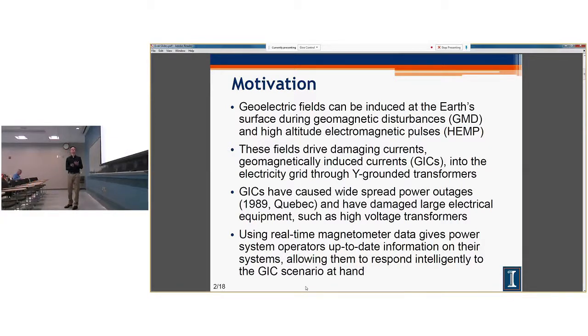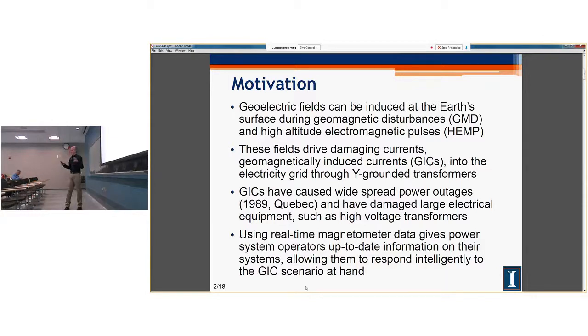So what's a geoelectric field? A geoelectric field is an electric field that's induced on the surface of the Earth. This can usually happen between two primary methods, a solar flare, a big solar storm, or an EMP, or what we like to call a high-altitude EMP detonation. These are usually caused by nuclear weapons detonated 30 kilometers or above in the atmosphere.